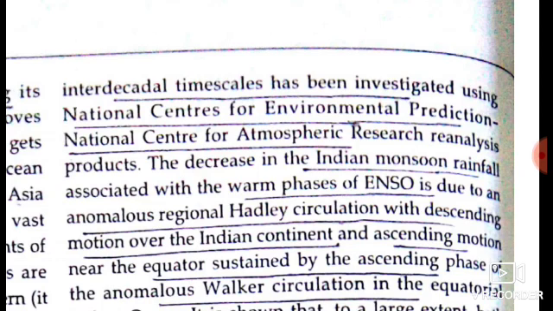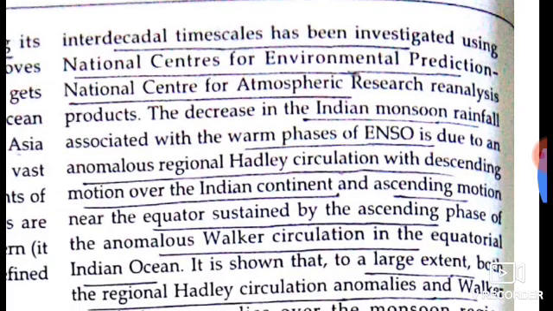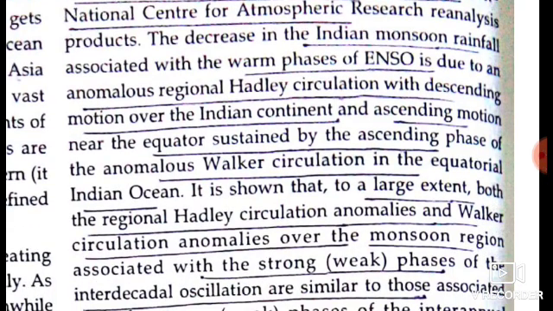The decrease in the Indian monsoon rainfall associated with the warm phase of ENSO is due to an anomalous regional Hadley circulation. Descending motion over the Indian continent and ascending motion near the equator is situated by the ascending phase of the anomalous Walker circulation in the equatorial Indian Ocean.